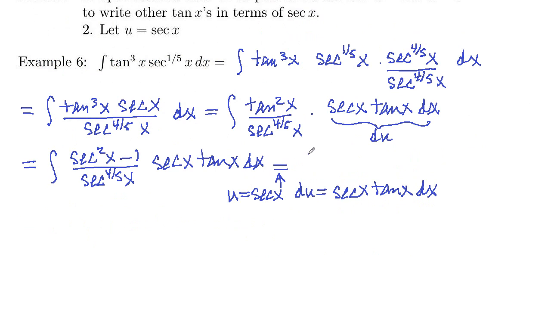And so this will be integral. Secant squared will be u squared, so u squared minus 1. And denominator, secant 4/5 will be u to the 4/5. And this out here is our du, so du. Well, that simplified things a lot. Now we just got powers to work with. So let's take this u to the 4/5, bring it up to the top as a negative 4/5 power. So u to the negative 4/5 times u squared minus 1 du.